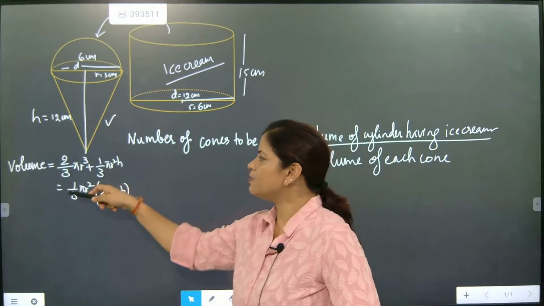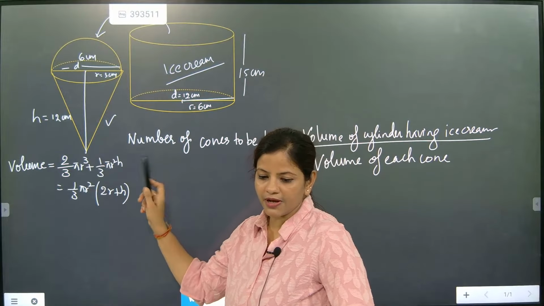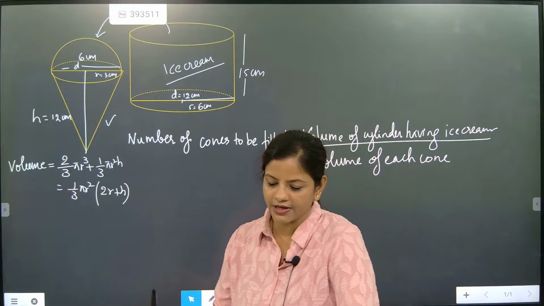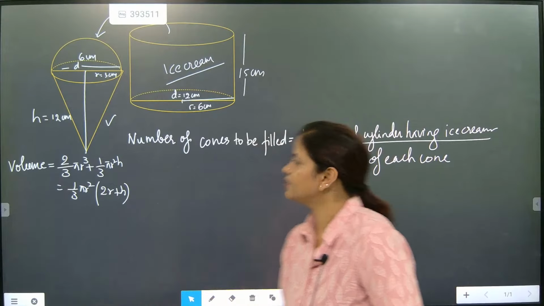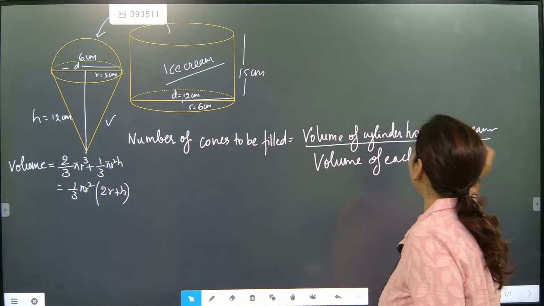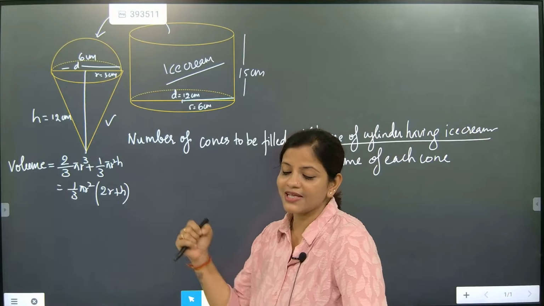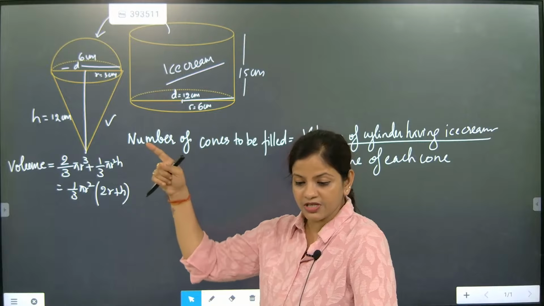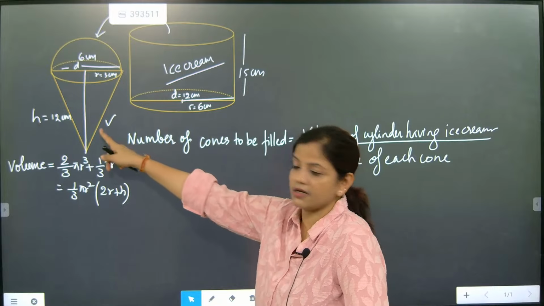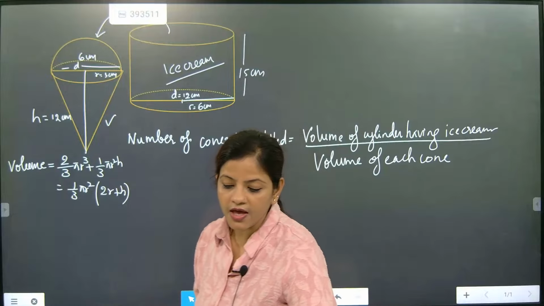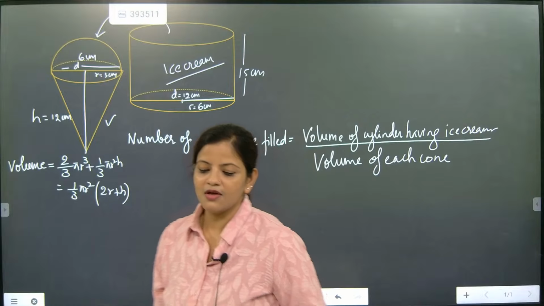See, volume is 2 by 3 pi r cube plus 1 by 3 pi r square h. I have written this section. Now, volume of cylinder having ice cream by volume of each cone. So the cone will consist of hemisphere plus this cone part. So this ice cream cone will consist of both the hemisphere and that section.